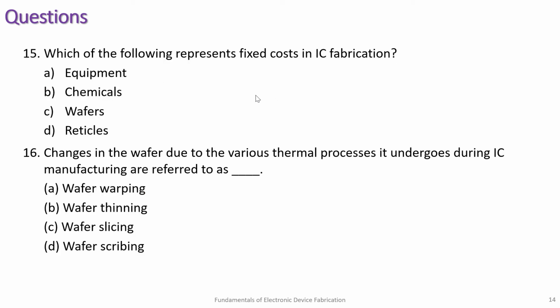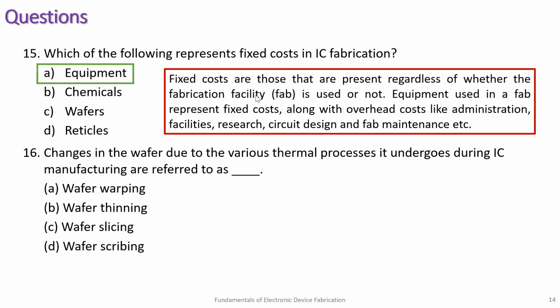Which of the following represents fixed cost in IC fabrication? Equipment, chemicals, wafers, or reticles? It's a very direct question. Yeah. So the rest are variable costs. That is only when we are actually carrying out the IC fabrication, the other three will be used. Equipments are the fixed cost. Those are present regardless of whether the facility is used or not. Equipments used in fabrication represent fixed cost along with overhead costs like administration, facilities, research, circuit designs, and so on. Chemicals, wafers, and reticles, on the other hand, will be used only when we are actually starting the fabrication process. So with that, I'll move on to the next question.